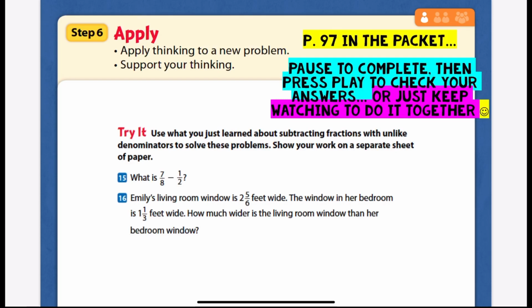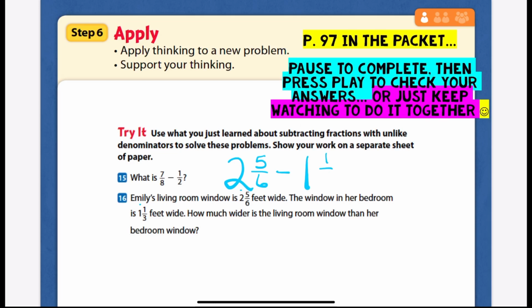Okay, so we are comparing the widths of two windows. We have the living room window, which is larger, and then the window in her bedroom, which is obviously smaller because 2 feet is greater than 1 foot. So let's see how much more, because that's what it's looking at. It says how much wider is the living room window than her bedroom window. So we need to subtract these. That'll be 2 5/6 minus 1 1/3, right?